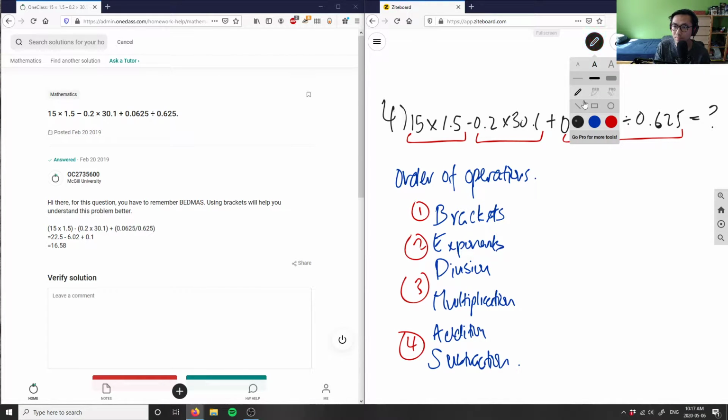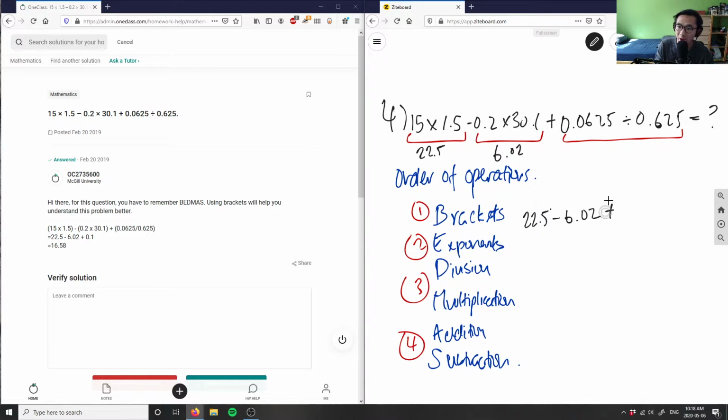So let's do this here. 15 times 1.5 would give me 45 over 2, or 22.5. So 22.5. We keep the minus 2 here. And then this here is 0.2 times 30.1, right? So 0.2 times 30.1 would give me a value of 6.02. So this is minus. This here was 22.5, and this here is 6.02.